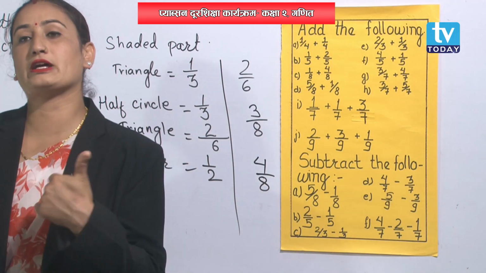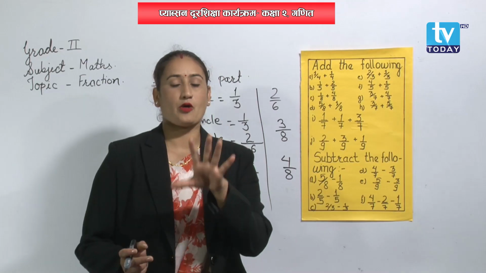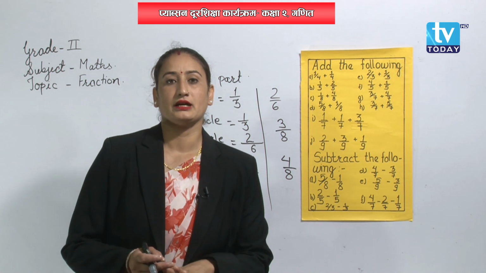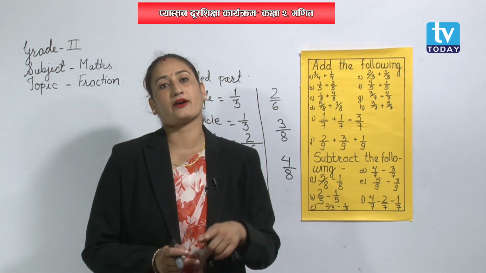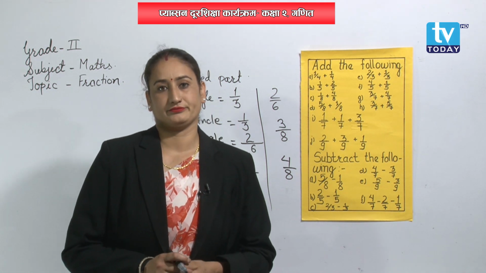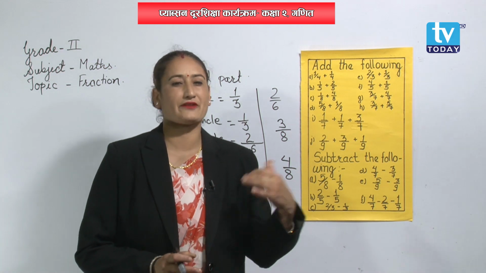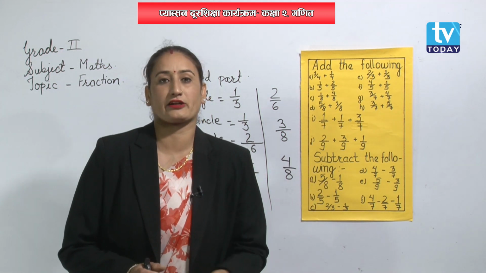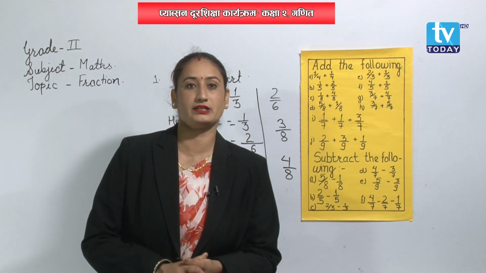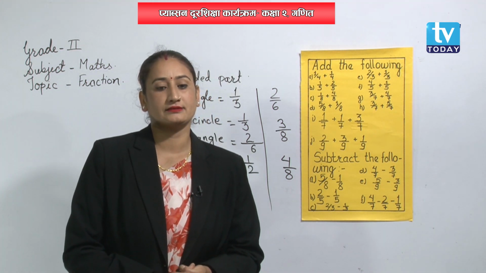This is your first exercise. You have to look at your picture, see how many parts are shaded, and then write it in fraction form. This is your first question. I think you can solve this type of question at home. Now there is no confusion or doubt, right, students? Shall we go for the next question?